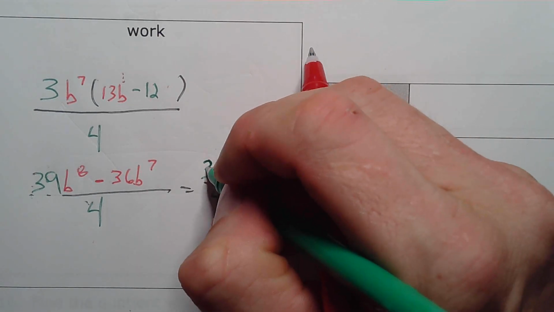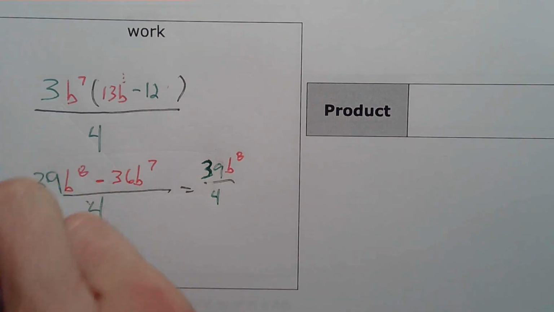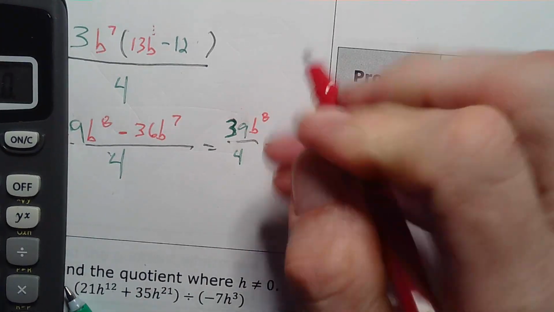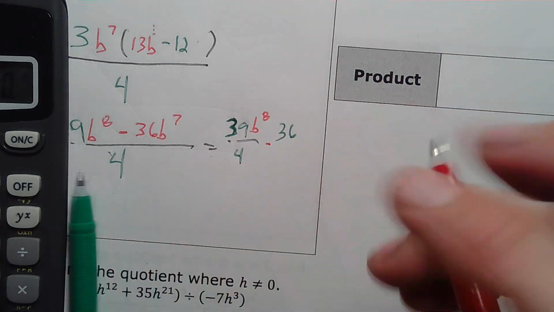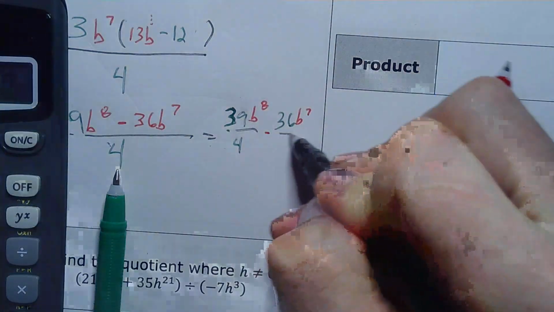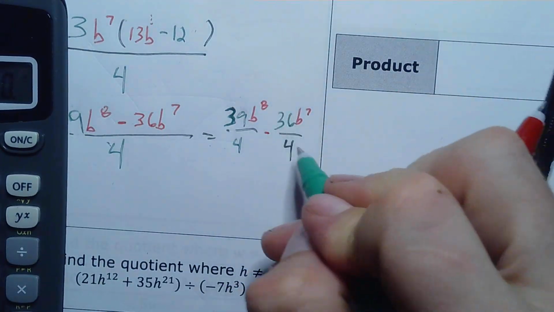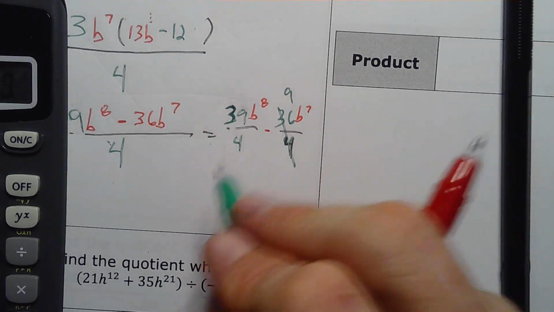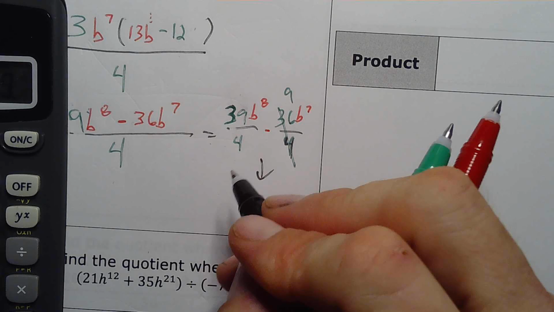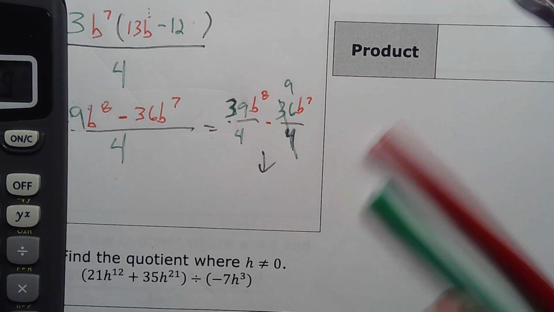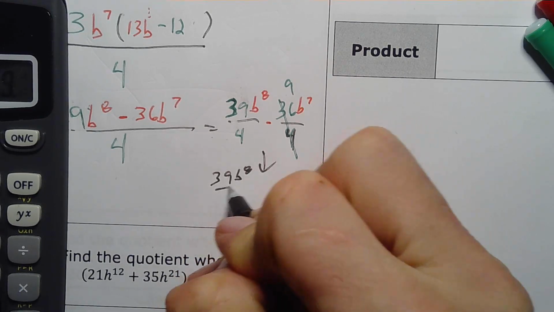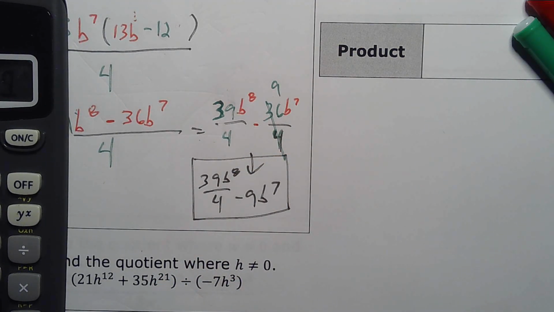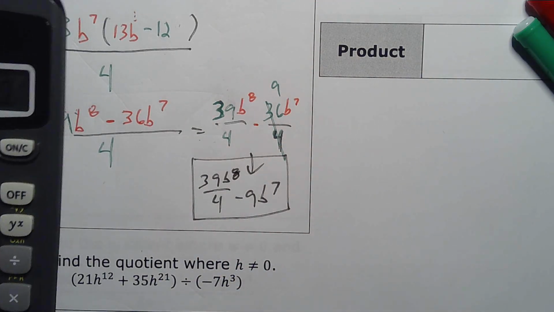It's nothing crazy there. I could convert it into an improper fraction or into a proper fraction, but I don't want to. Then I can make this minus 36 b to the 7th divided by 4. Well, that can be green. 36 divided by 4 is 9. So this becomes 9 b to the 7th. So completely done, in just black and white, 39 b to the 8th divided by 4 minus 9 b to the 7th is your fully complete answer. Okay, so there's that one.